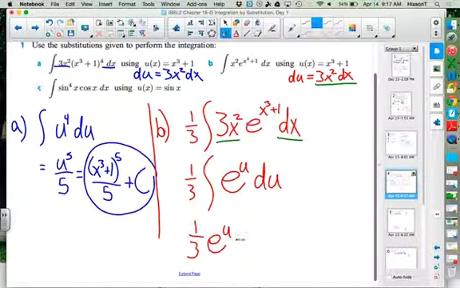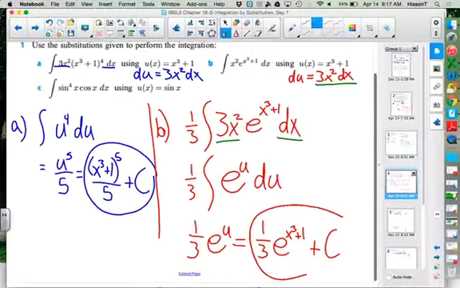And now I plug back in u. U was x cubed plus 1. So I have 1/3 e to the x cubed plus 1 plus c. Okay?